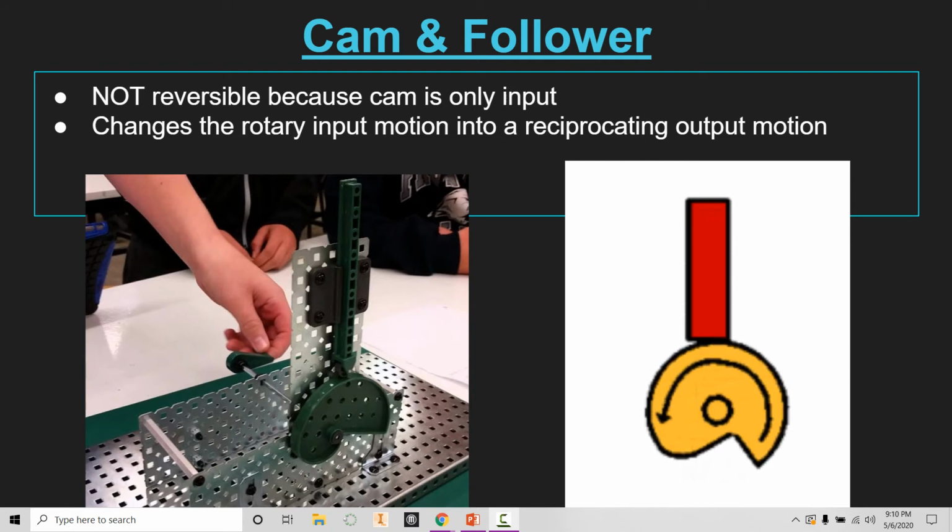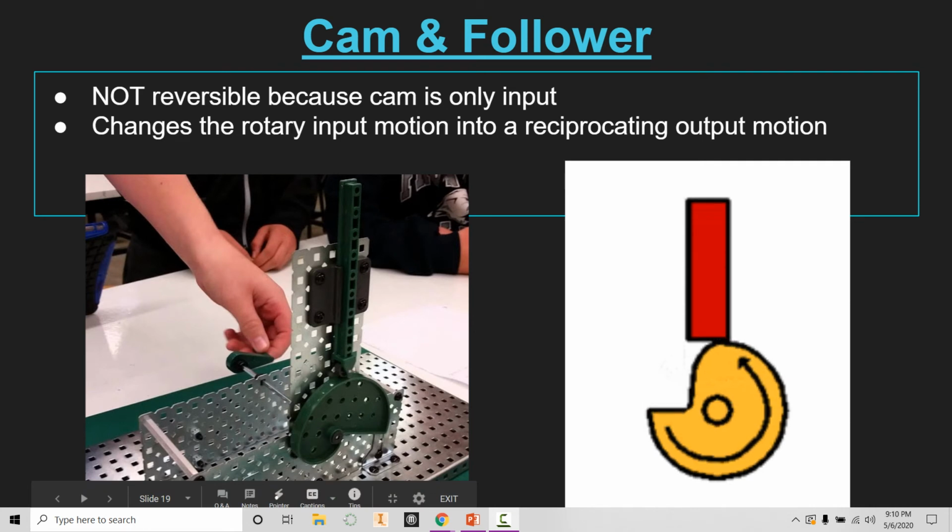So not only is this system not reversible because we can't change our input and output, but it's directionally not able to be reversed because of the shape of that cam, and that little edge would prevent it from being able to turn. So again, this yellow piece here, this is our cam, the red piece is our follower, okay, and the cam, again, there are different types. The ones we have are these kind of shell-shaped ones.